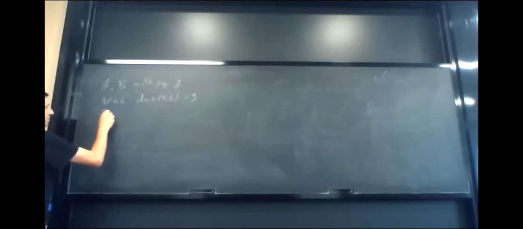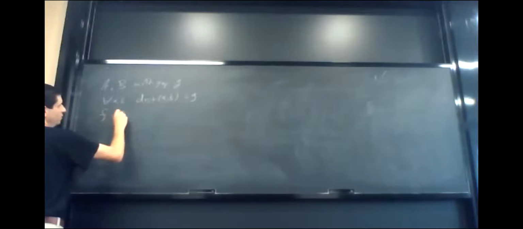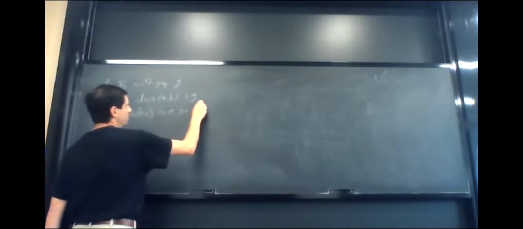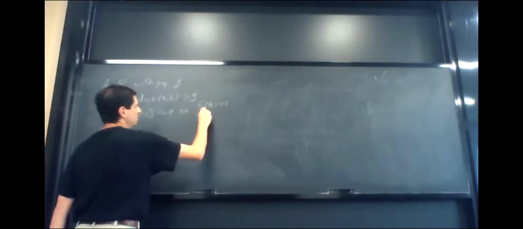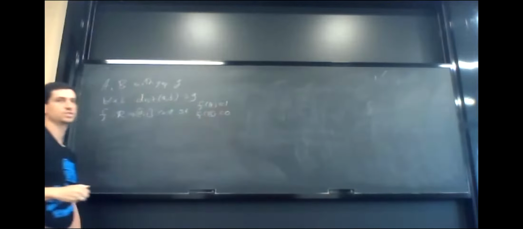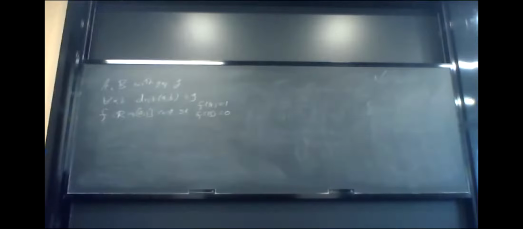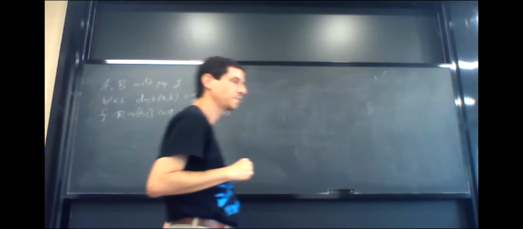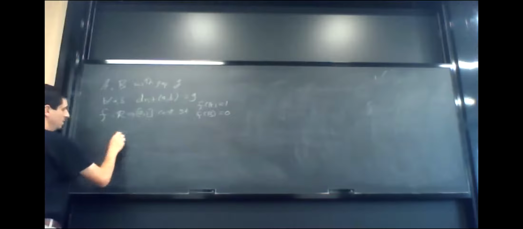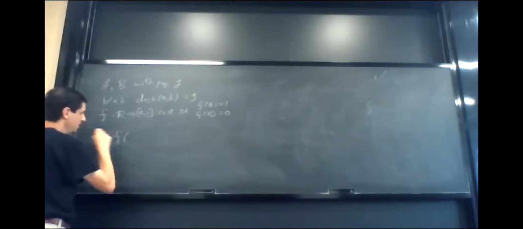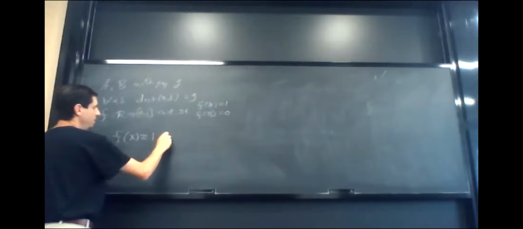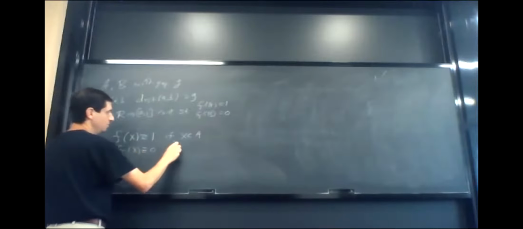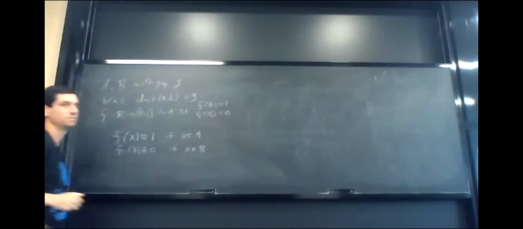Can I find a function f from R to [0, 1], continuous, such that f of A equals 1 and f of B equals 0? Any thoughts? You could set f of A to be 1, f of B to be 0, and then linearly interpolate. All right, so f of x is defined to be 1 if x is in A. f of x is defined to be 0 if x is in B.